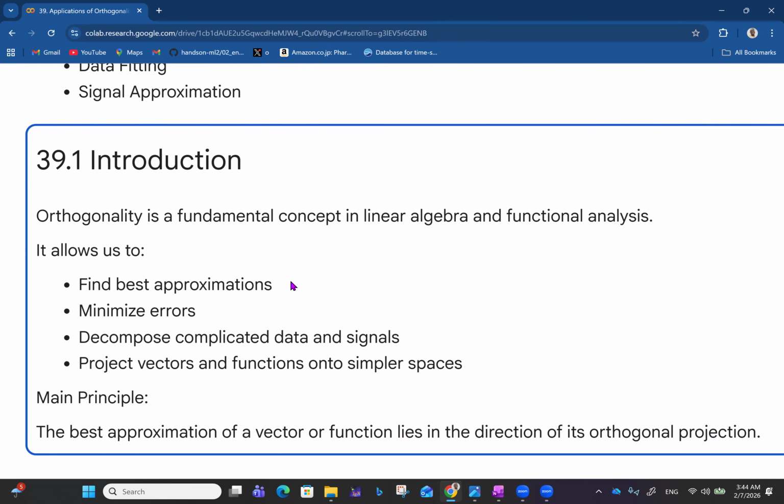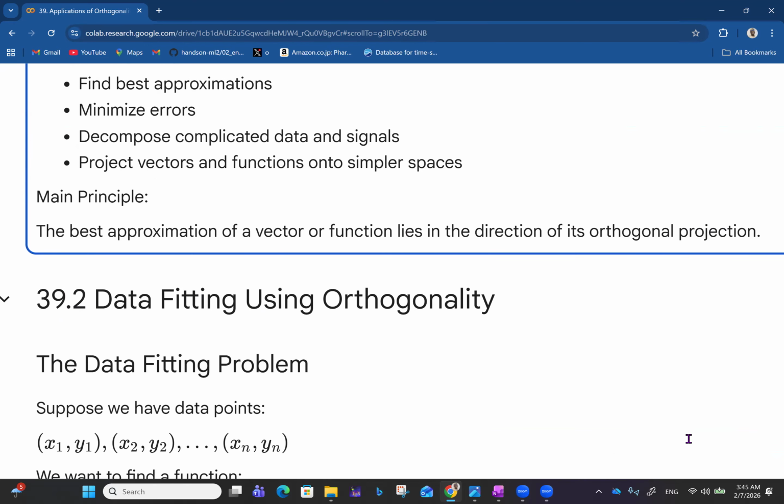So orthogonality allows us to find best approximations, minimize errors, decompose complicated data signals, and project vectors and functions onto simpler spaces. All right. So the main principle here is that the best approximation of a vector or function lies in the direction of its orthogonal projection. So that's fundamental. And this whole thing is what you can project into natural language processing. When you talk about cosine similarity and everything, it's basically the same concept: the best approximation of a vector or function lies in the direction of its orthogonal projection.